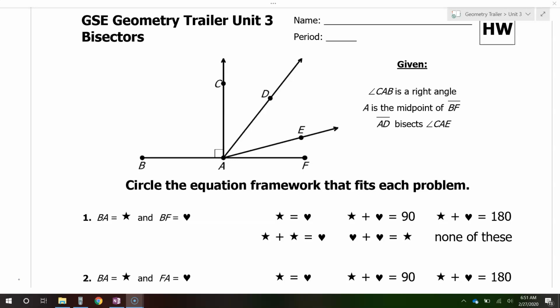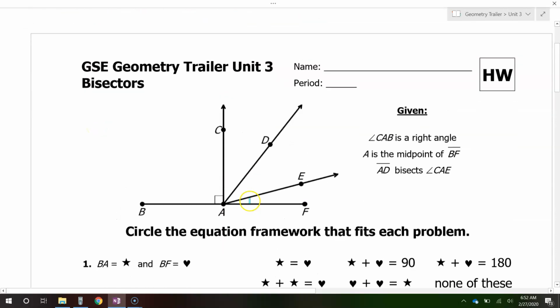First of all, angle CAB is a right angle. You can see that, you see the little box right here. Angle CAB is this angle right here. That is a right angle. By the way, that automatically means that angle CAF is also a right angle. You have to have back-to-back right angles in a situation like this. So just keep that in mind. I'll come back to that in a moment.